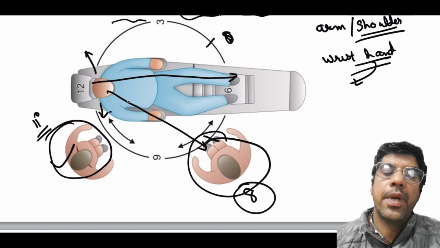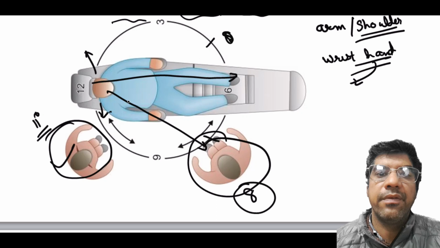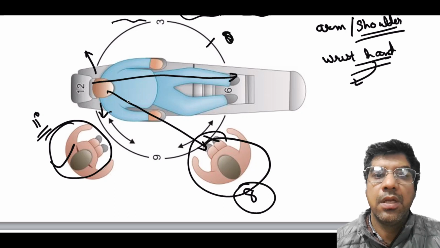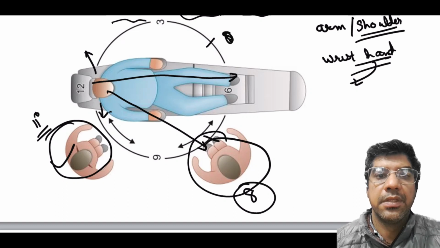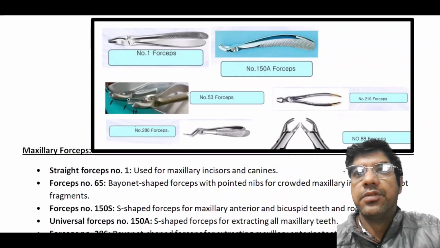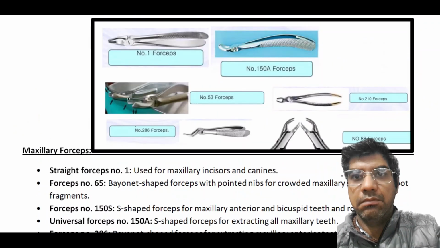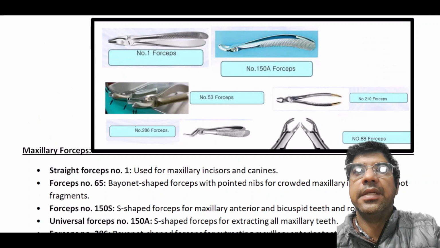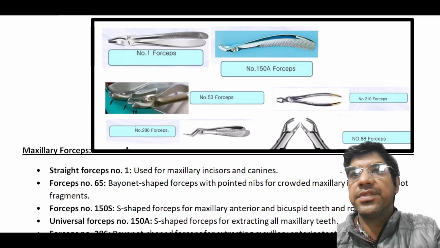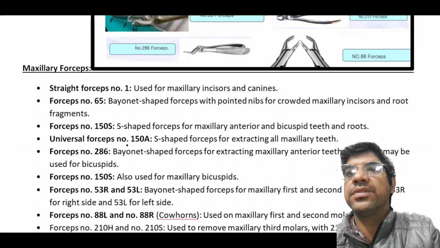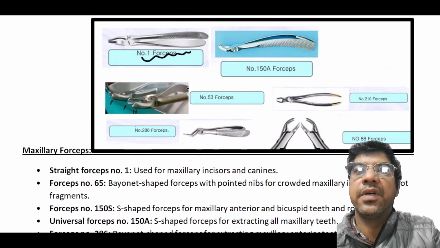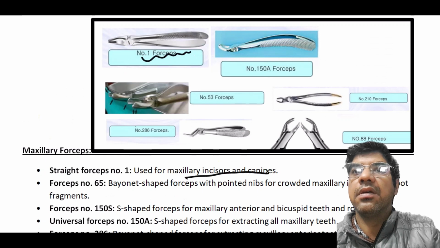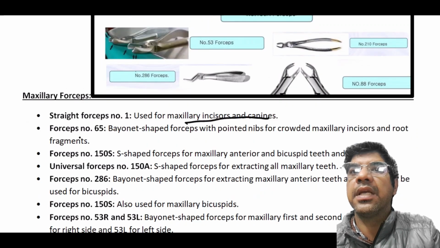So in operator positioning, remember, it is an important aspect of dental extraction that would ensure comfort, stability, and precision during the procedure. So these are the positions that are generally considered. Now let us discuss the various forceps that can be used for the maxilla. Remember, these are the forceps that can be used. Straight forceps number 1 is used for maxillary incisors and canines.